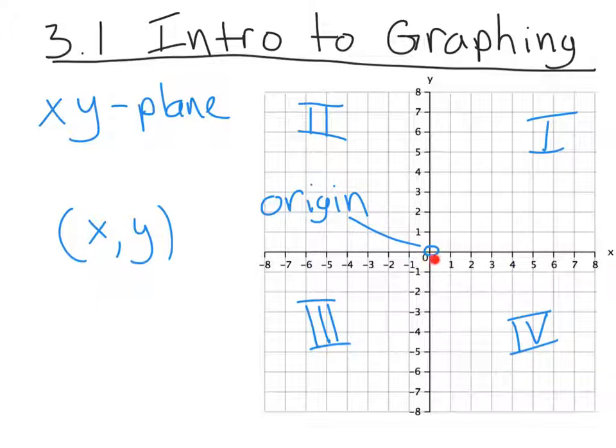The very middle point, 0, 0, is called the origin. And because this is in two dimensions, we have two coordinates. An x-coordinate comes first, a y-coordinate comes second, and when it's written in this form, we call these ordered pairs. Ordered because the first one's always x, the second one is always y.